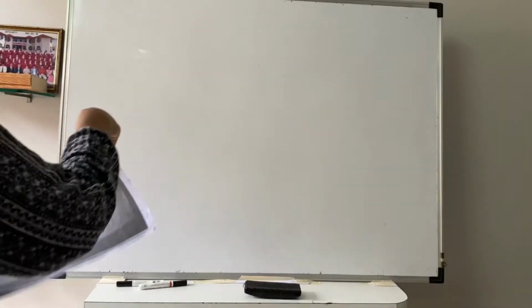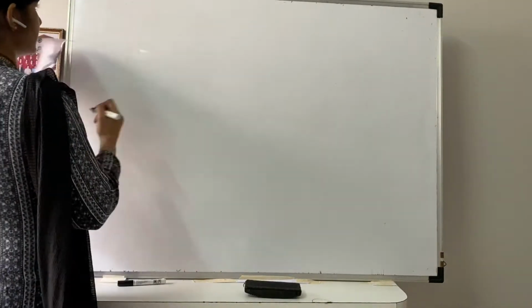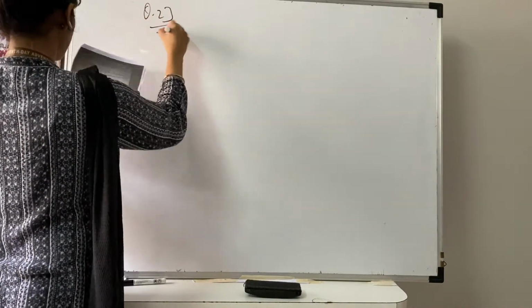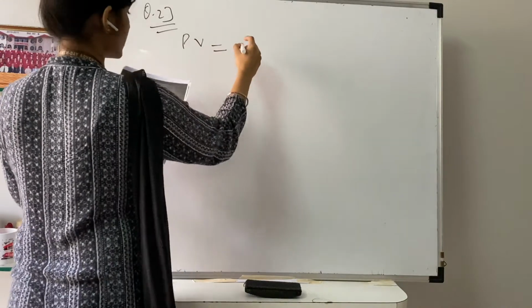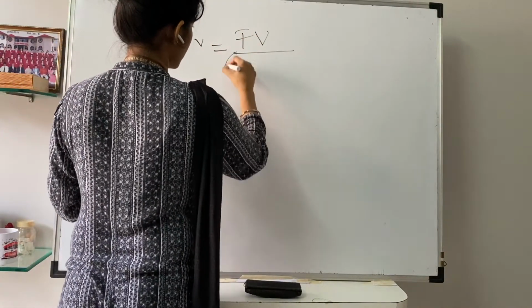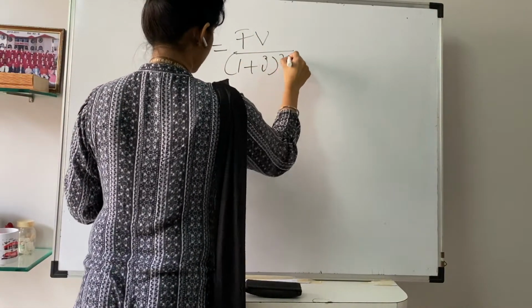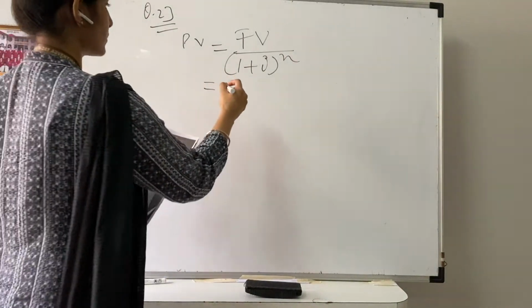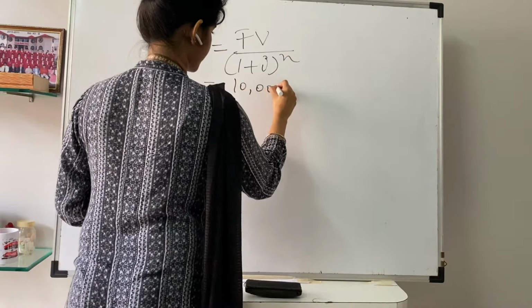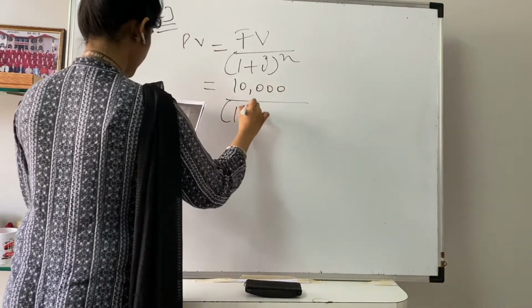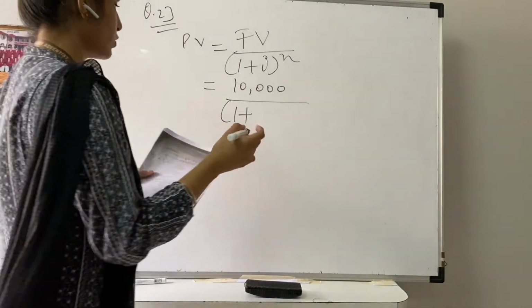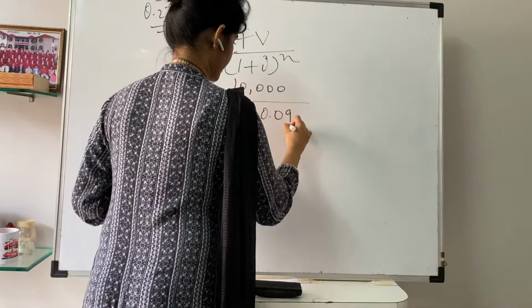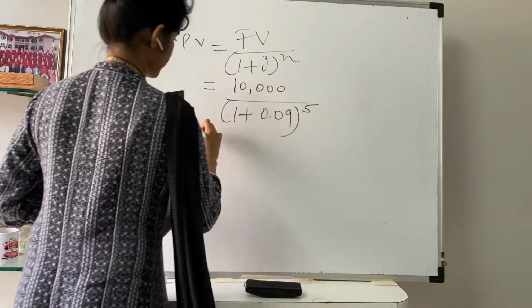Moving on to the second question. Again, we need to calculate your present value, which is equal to future value upon 1 plus i raised to n. Future value in the question is given as 10,000. Your interest rate given in the question is 0.09. Number of years is 5.